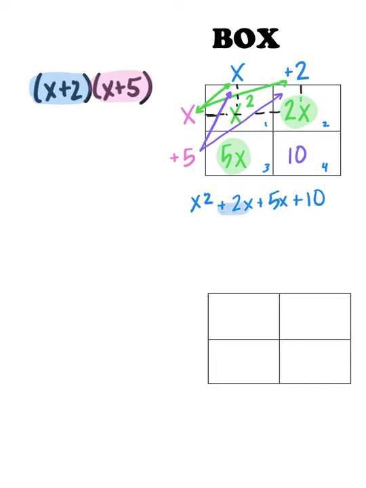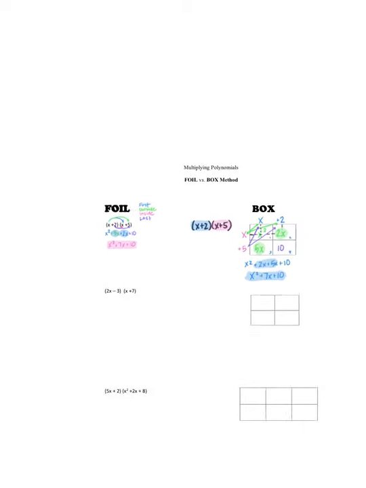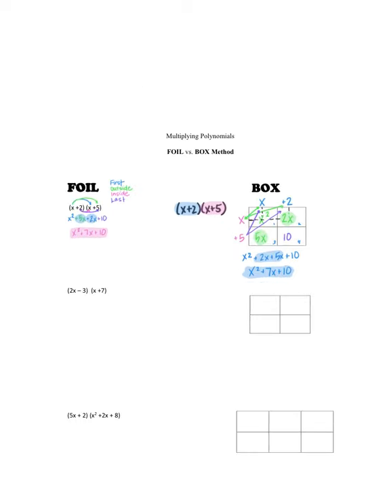And then I can combine here, and I get x squared plus 7x plus 10. And then that would be my final answer there. Okay, which is the same. Samesies here and here are the same.